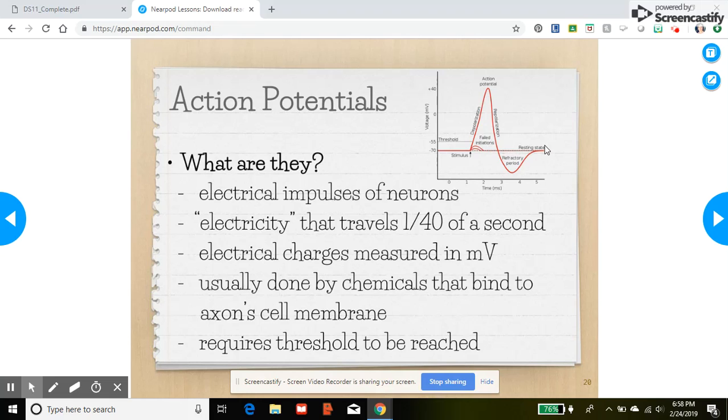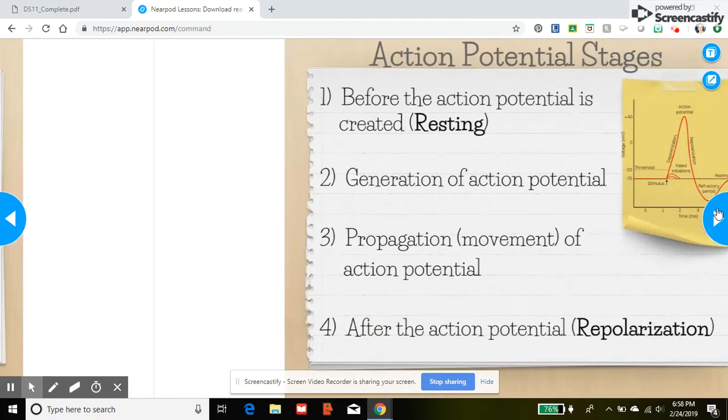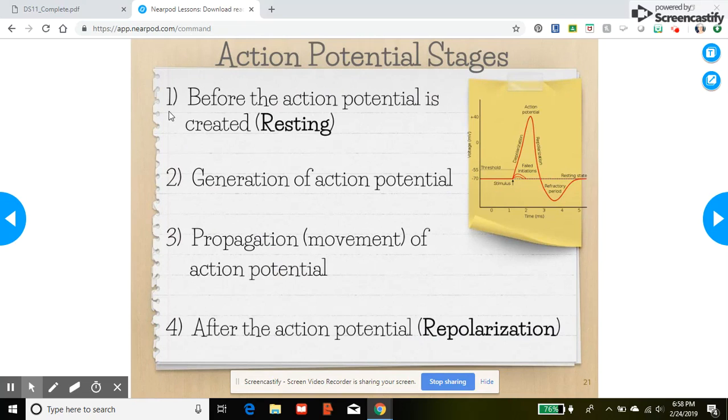So usually this is done by chemicals that bind to the axon's cell membrane, and it requires that threshold, kind of this baseline, to be reached. If the threshold isn't reached, this action potential is never going to take off. So here are the stages of this. Before the action potential is created, we're at rest, the resting phase. If this repeated, you'd see multiple of these, just like I said, kind of like an EKG.